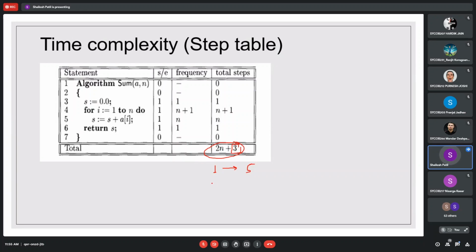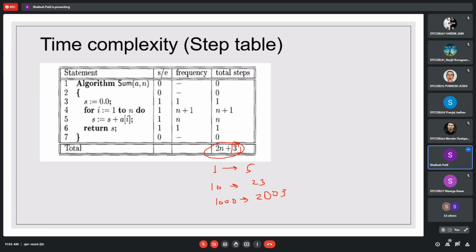For the value 10, it will be 20 plus 3, so it is 23. Again, if we have 1000, it will be 2003. So is there any importance of that plus 3 in bigger values?